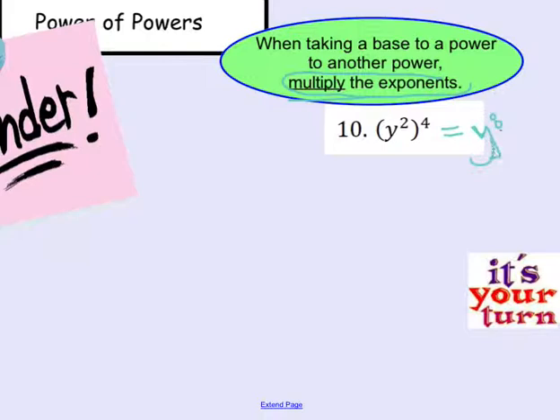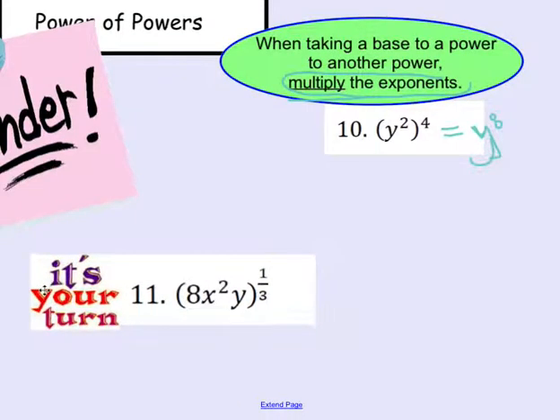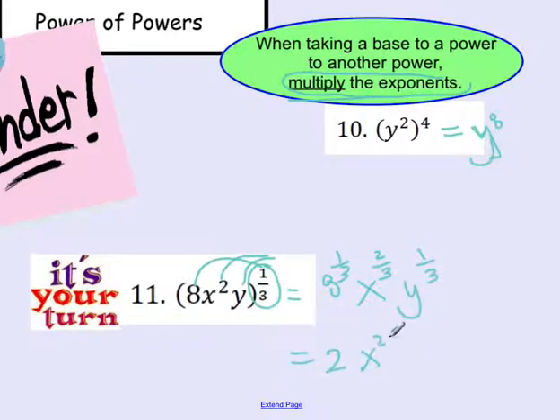Now you go ahead, really quickly, try the next example. If you need to, pause it and give it a try. Remember, each piece is going to get that cubed root. So it would be 8 to the 1/3 power, and then I would have 2 times 1/3, which gives me 2/3 for x, and then I'm going to have y to the 1/3. And we would write this: the cubed root of 8 is 2, x to the 2/3, y to the 1/3. So here's my answer for example 11.